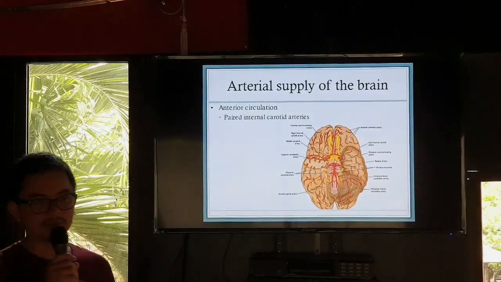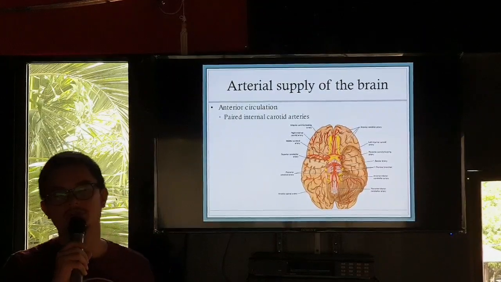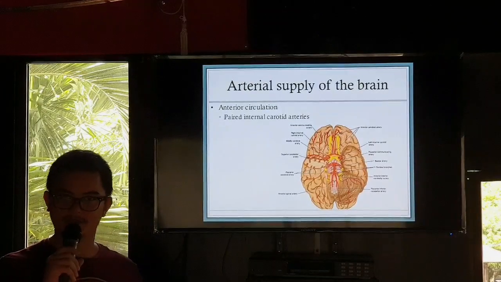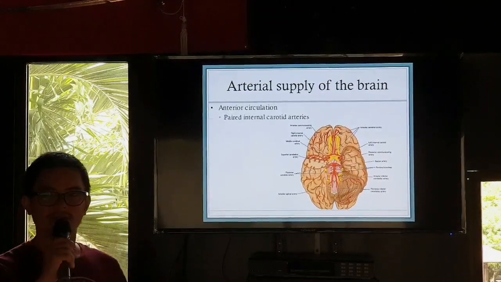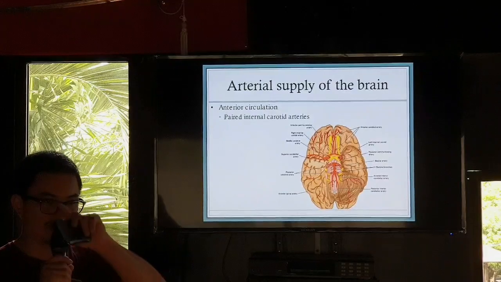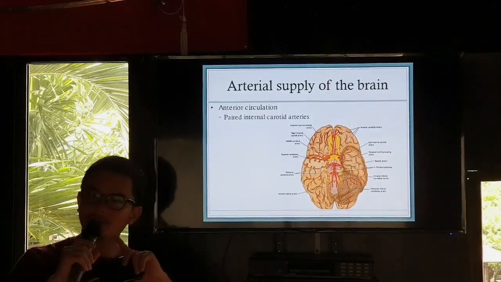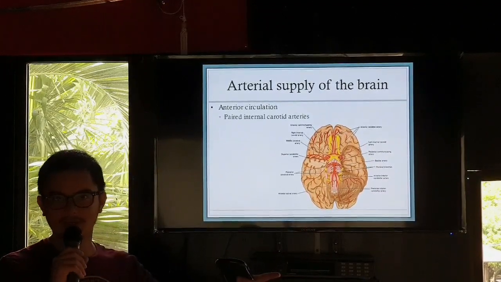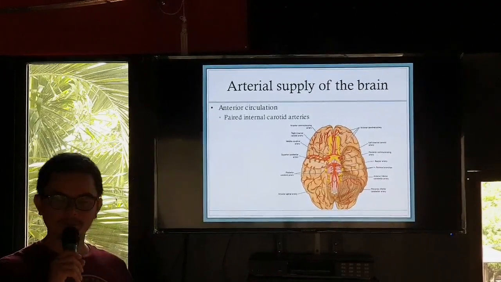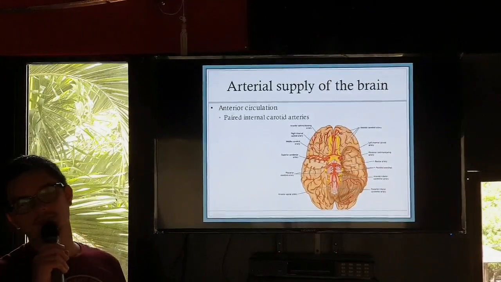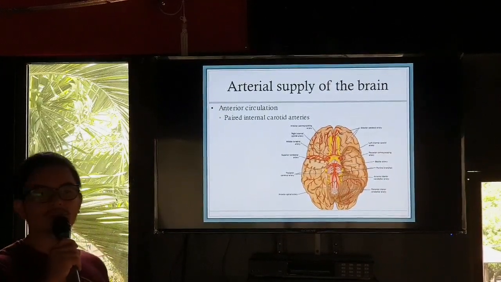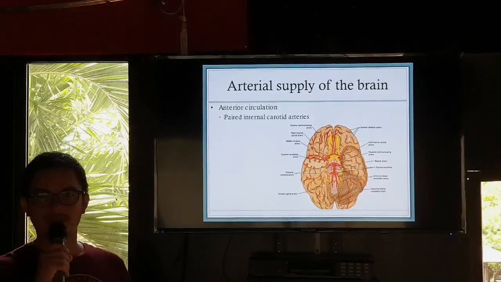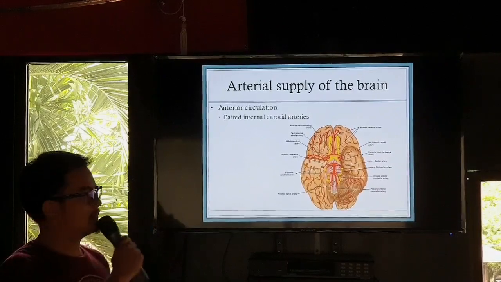Where does your internal carotid artery come from? From the common carotid artery in the neck. But at the level of the angle of the mandible, it divides into an external carotid and an internal carotid. The external carotid supplies mostly structures in the neck. The internal carotid, however, supplies the structures in the head, in the brain.